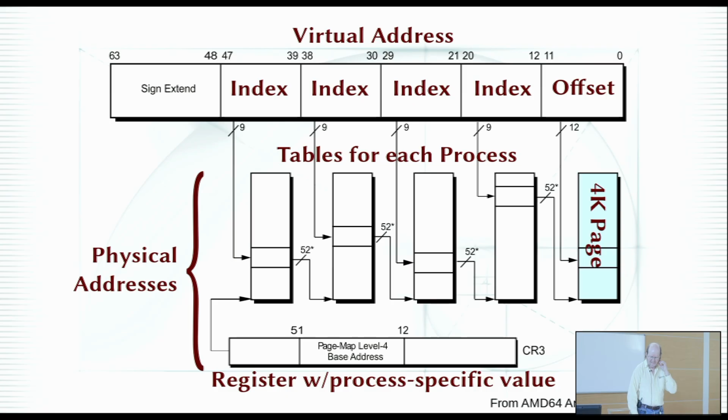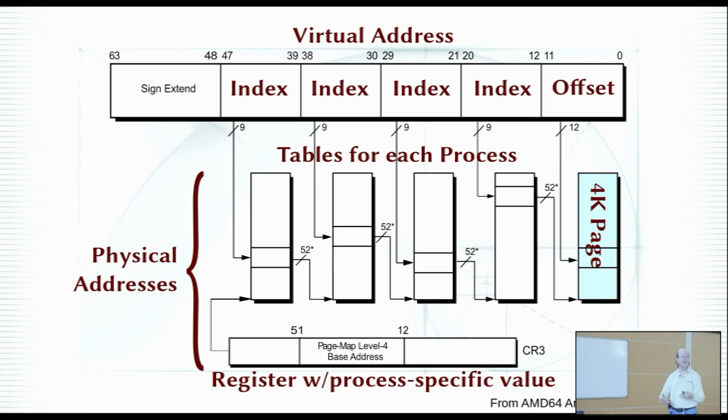So here's a diagram I stole from the AMD architecture manual. Up here at the top, we've got a virtual address. Now, virtual addresses in x86-64, at least classically, are 48 bits, and the rest is just a sign extension. And down here, we've got a bunch of tables that translate that virtual address into a physical address.